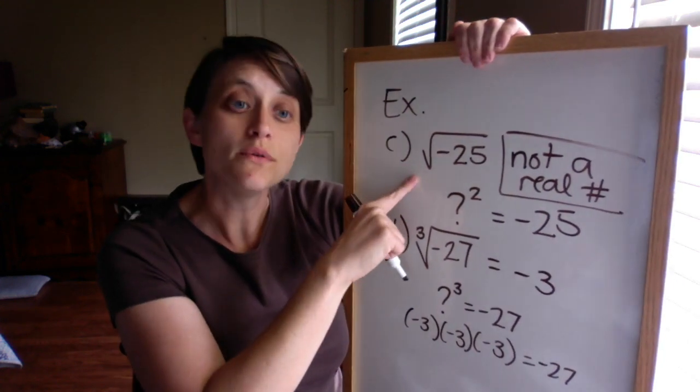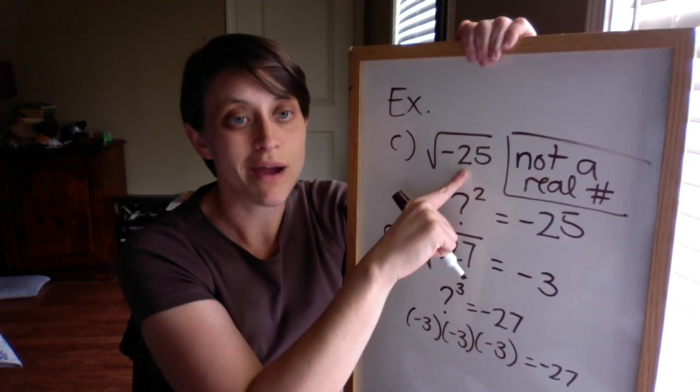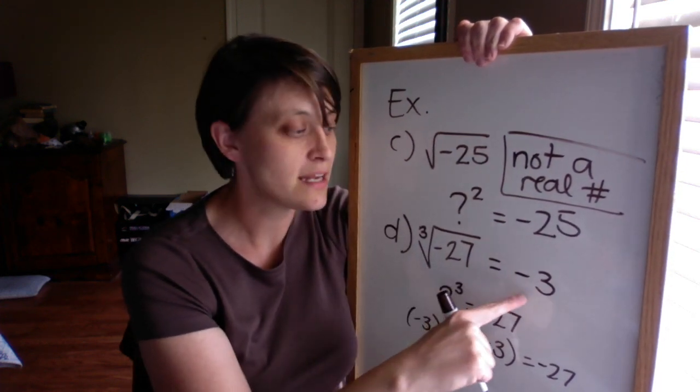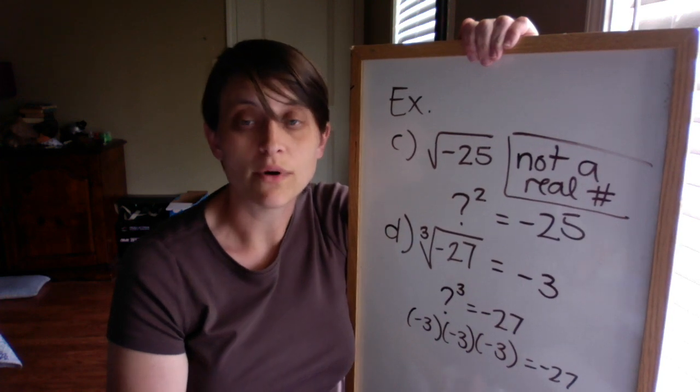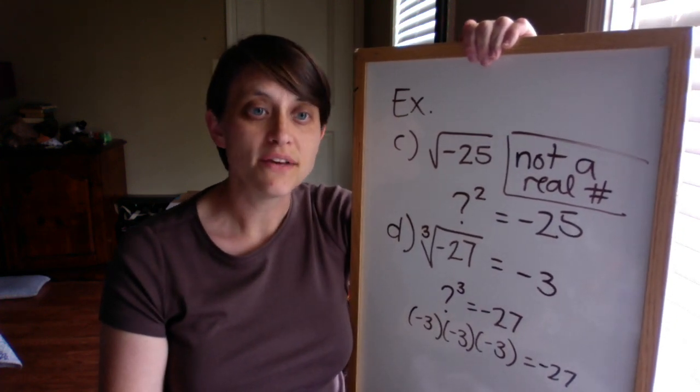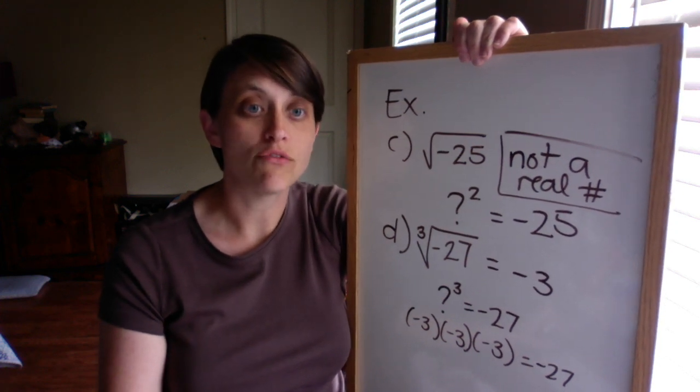So for even roots, it's not a real number if the radicand is negative. For odd roots, it's possible for the radicand to be negative and the root is still a real number. It would just also be negative. All right, in the next video, we're going to talk about the properties of radicals.